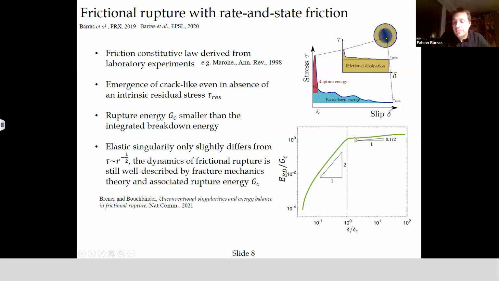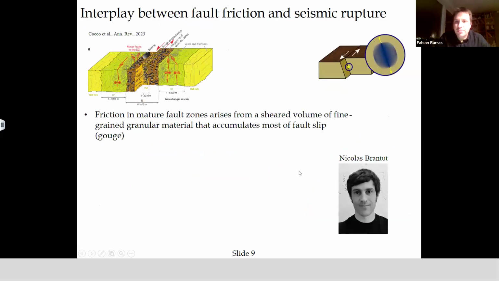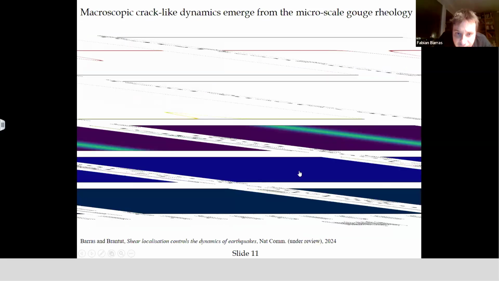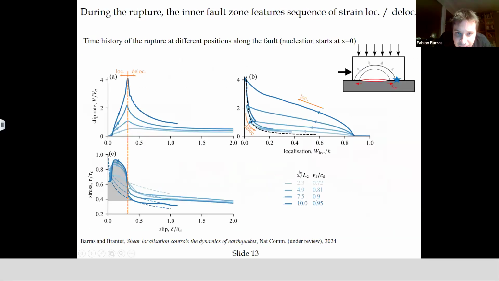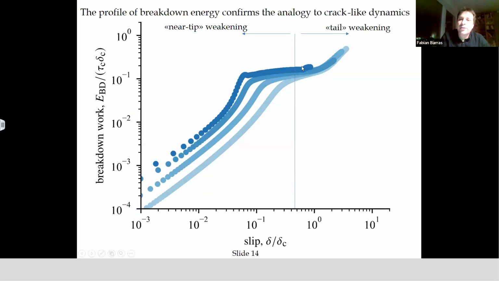So close to the tip, it is small, but then you can still keep accumulating breakdown energy, particularly if you kick off a new weakening mechanism, as in the case here of thermal pressurization. So until here, the difference is quite small, but then you have this tail weakening mechanism that can bring significant differences. So it depends. Inside the plateau it is small, but if there is another mechanism that kicks in, you can have a significant difference. Thank you.